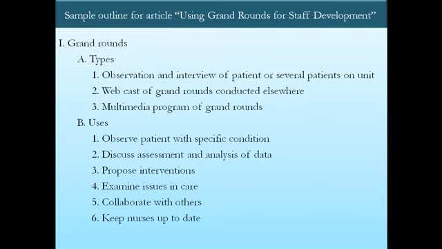Here is a sample outline for an article called Using Grand Rounds for Staff Development. And I just want you to have a look at this. This is, again, that subordinating structure where we have main ideas and then we have supporting details, and it's very easy to see sort of what the main ideas are and what the supporting details are. So we have the idea of grand rounds as sort of the overall topic. And then we have the first main idea, which is the types of grand rounds. And then we have 3 pieces of support for that.